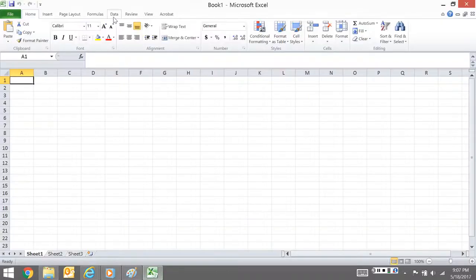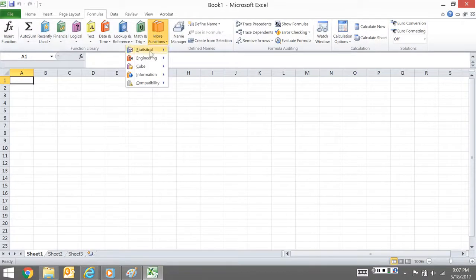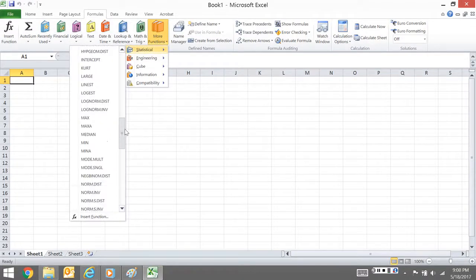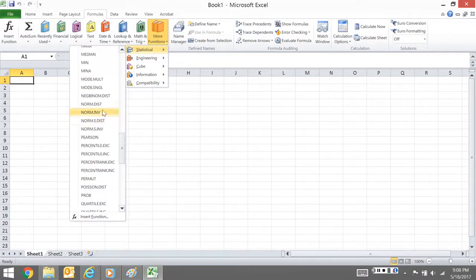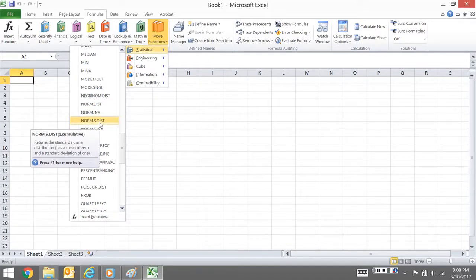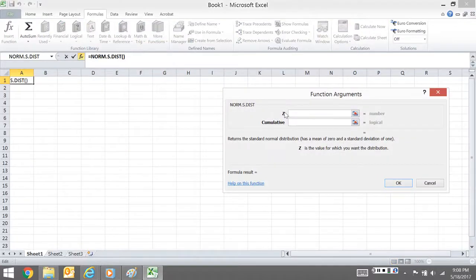So when I bring this up, I'm going to go here to Formulas, More Functions, Statistical, and I'm going to go down here and I want NORM.S.DIST, this one right here. And this says it returns the standard normal distribution. That's what we want. And so I'm going to put in my value, negative 0.73. Notice this doesn't say left. So you have to know it's left.